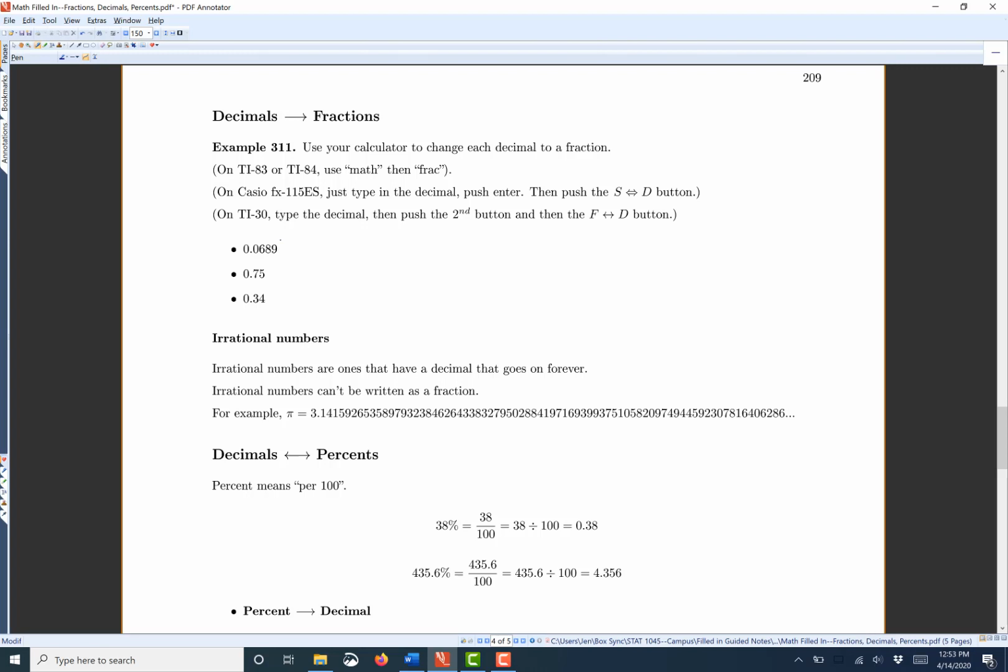Let's go ahead and try some. So 0.0689, I put it in my calculator and push enter. Usually I have to push enter first just to get it registered, and then I push fractions to decimals, and I get 689 out of 10,000. For our next one, 0.75, when you put that in, you should get 3/4. Your calculator will usually simplify fractions for you. And 0.34 will be 17 out of 50.